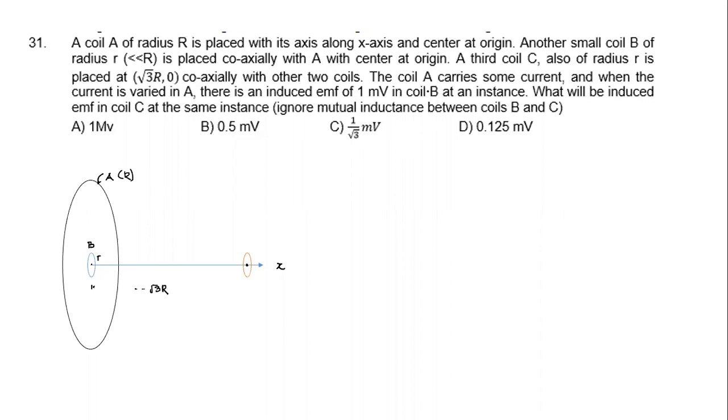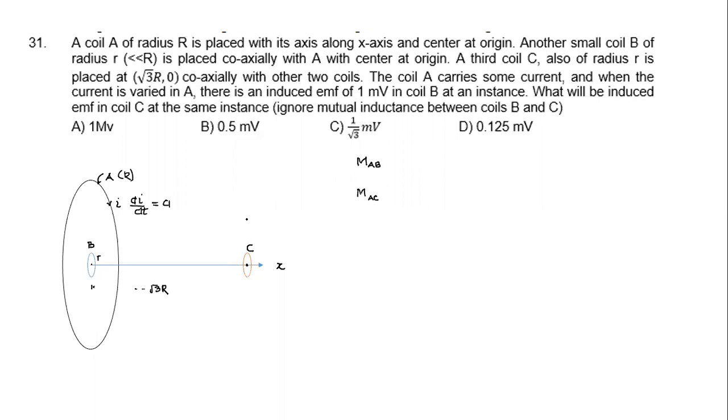So what we need to find here is, when coil A carries some current I, and this current is varying, di by dt has some value. It leads to induced EMF in coil B because of mutual induction. The current is changing in coil A, so mutual induction in B will depend on the coefficient of mutual induction between A and B. Similarly, when you change the current here, the flux will change through coil C as well. There will be induced EMF in C as well. So this question involves mutual induction between A and B, and also mutual induction between A and C.